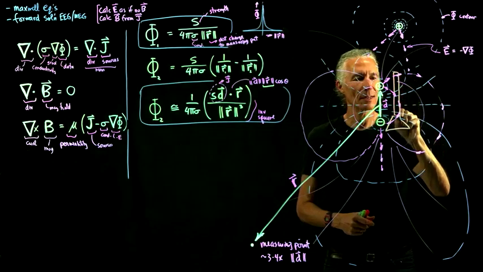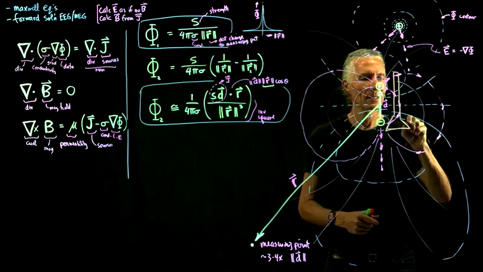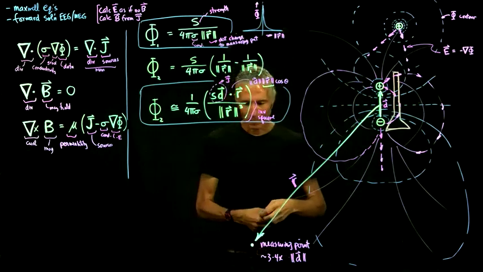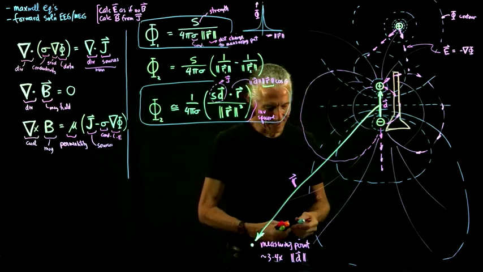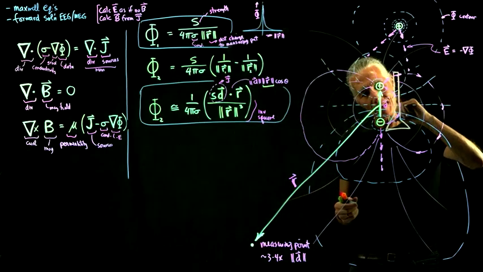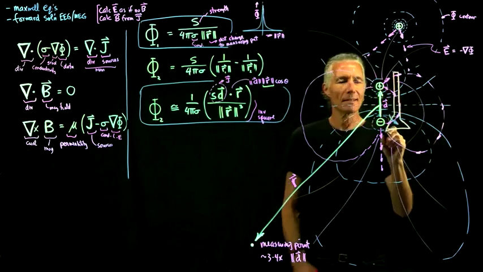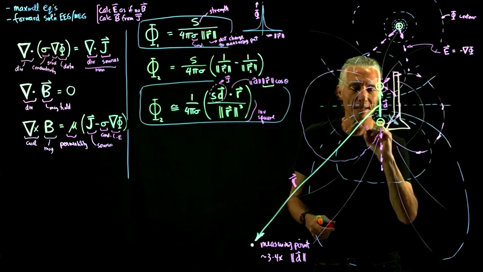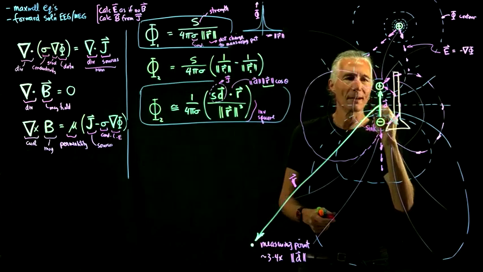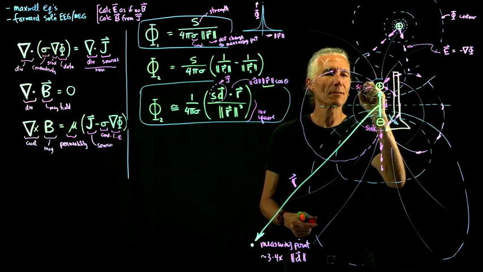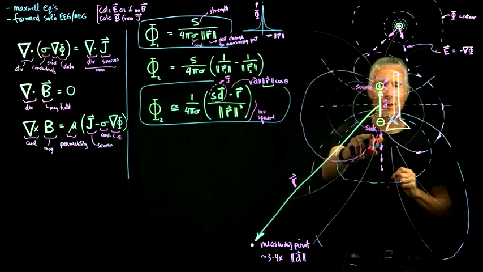So what is this trying to model? It's trying to model a source and a sink. And where's the sink? The sink is here. That's where the current is disappearing, so this is the sink, and this is the source. It's a positive charge, which means current is erupting out of that point and then disappearing into this point.